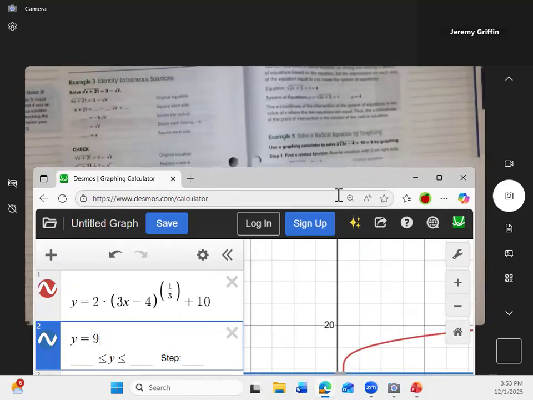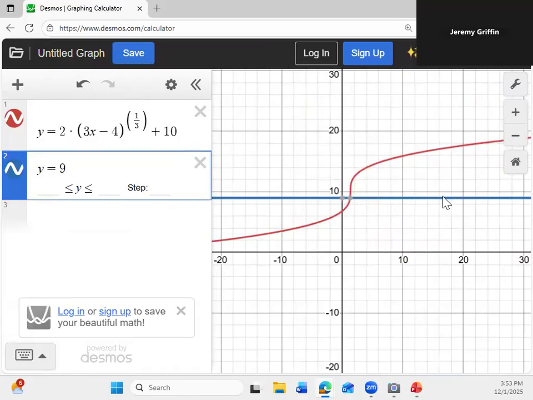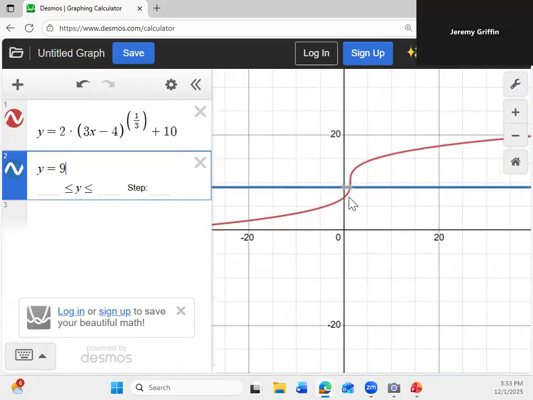I said y equals, and I made that this red equation. So 2, and then 3x minus 4 is in the cube root. I expressed that as a 1/3 power, and then plus 10. And then the other expression, see where it says equals 9? Well, I just said y equals 9, which is just going to be a flat line. That's the blue line, a horizontal line. And wherever those two graphs cross, that would be the solution.